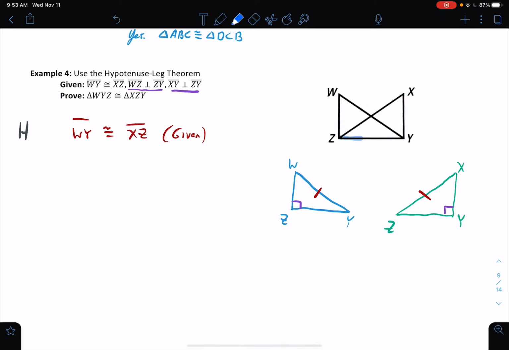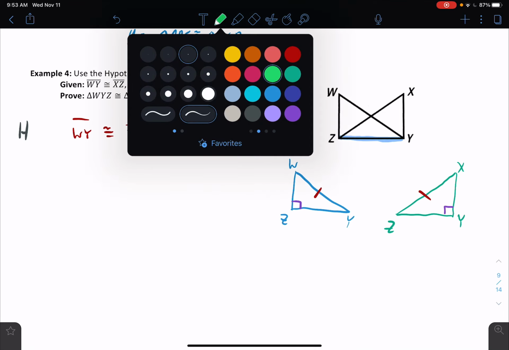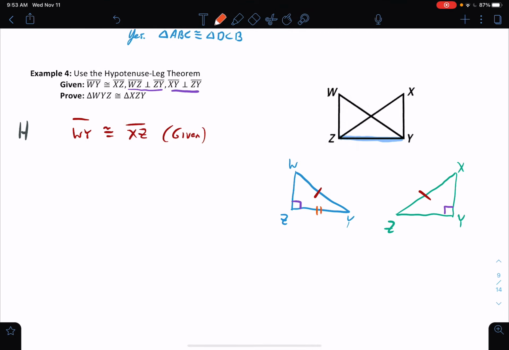Well, notice that the other leg is ZY. Notice ZY, let's do this color. ZY is shared on both of my triangles. So ZY is congruent to itself because it's a shared side. Or formally, we say because of the reflexive property. It's congruent to itself because it's the same side that's being shared between both of my triangles. Well, that right there, that's your leg.